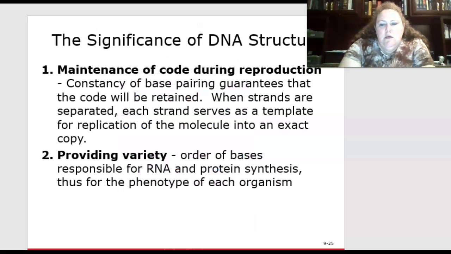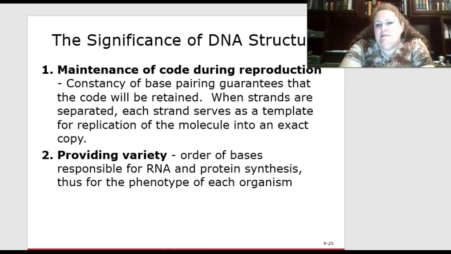Okay. So what is the significance of this? Well, it's to maintain the code during reproduction. So consistency of base pairing guarantees that the code will be retained. When the strands are separated, each strand is going to serve as a template for replication of the molecule into an exact copy. And this also can help provide variety.